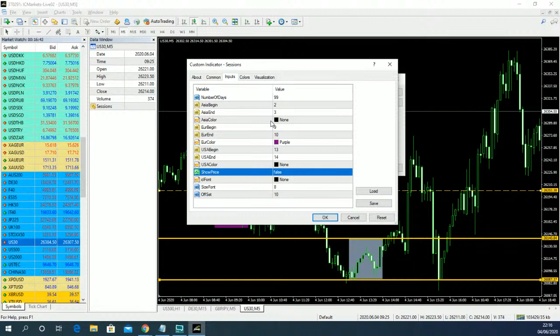Okay, the New York time is 1 p.m. to 2 p.m. New York.